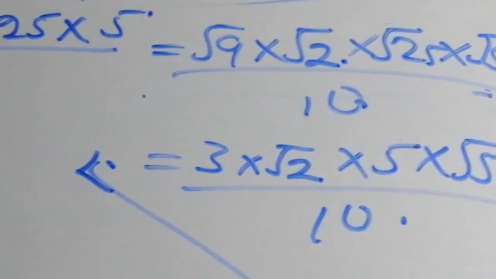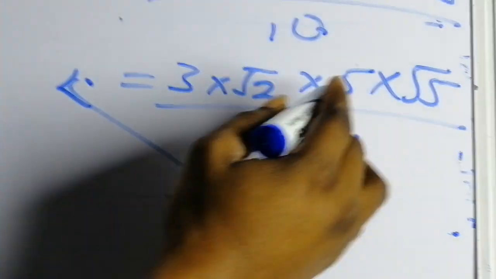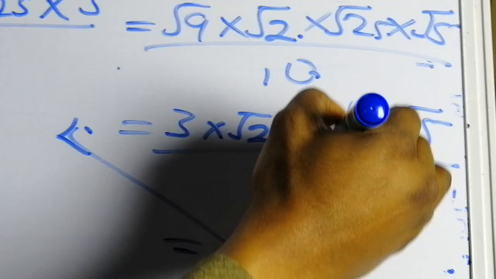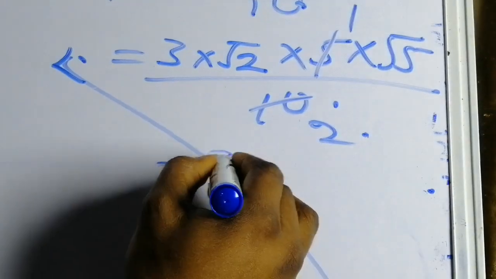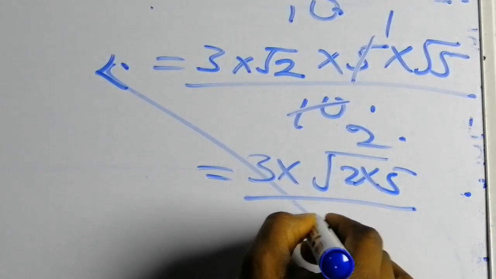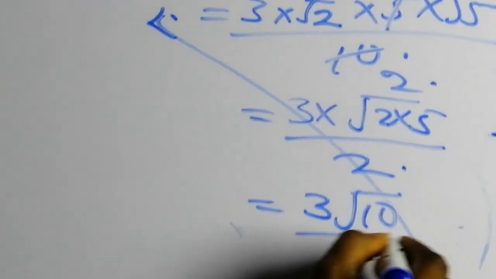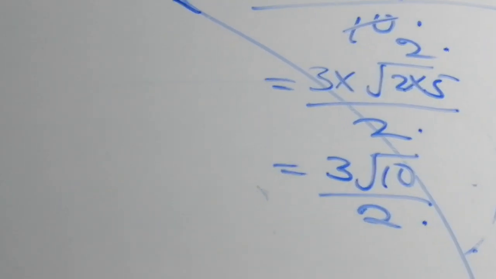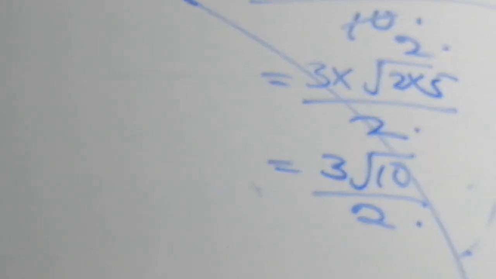Now I can say here, 5 times 3, I can say 5 here 1, 5 here 2. At the end of the day, multiplication law, 5 times 2, that will give me 3 times root 2 times 5 over 2. That will give me 3 root 10 over 2. So now you can see that that is just a simplification.